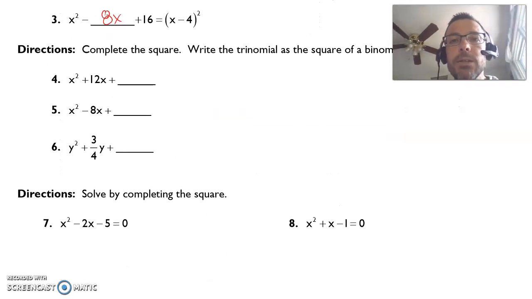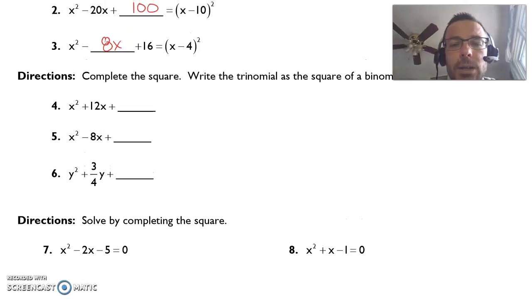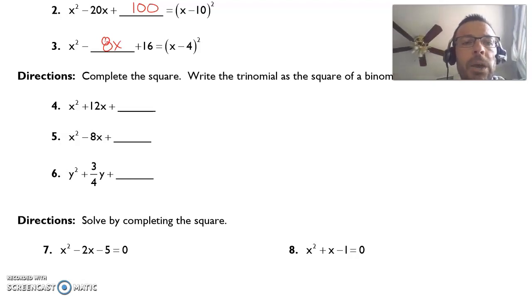So some of you may have done this in algebra. Some of you may not have. This might be a little bit new. If it's new, go ahead and go a little bit slower through these notes. If it's review, go as fast as you need to. But when we're completing the square, I want this to be a perfect square binomial when I factor it.